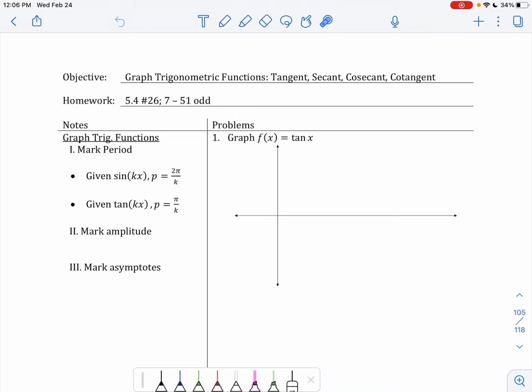Hello all, and welcome to your last week in Chapter 5, which means next week you're going to have your Chapter 5 test, so I just want to give you that heads up.